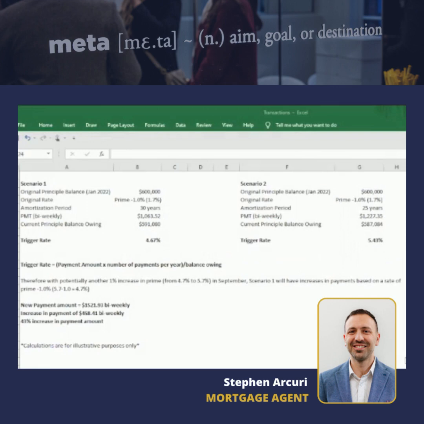Yeah, so I'll just take us through the definition of how a trigger rate is actually calculated, right? And Tyler did a good job explaining when that point happens. How it's calculated is pretty simple, and it's in this example here. You take the payment amount, multiply it by the number of payments per year, and then divide that by the balance owing, and that shows you at what point your payment just covers the interest costs of that mortgage, and that is essentially the trigger rate.